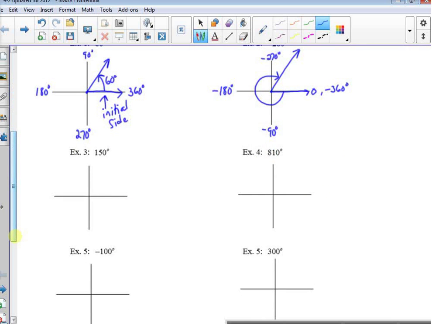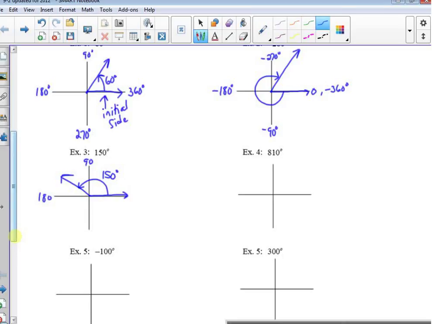So for 150, if this is 90 and that's 180, the initial side's always coming off the right-hand side of the x-axis. 150 would be right here. So that directional arrow is a must. You have to have that.